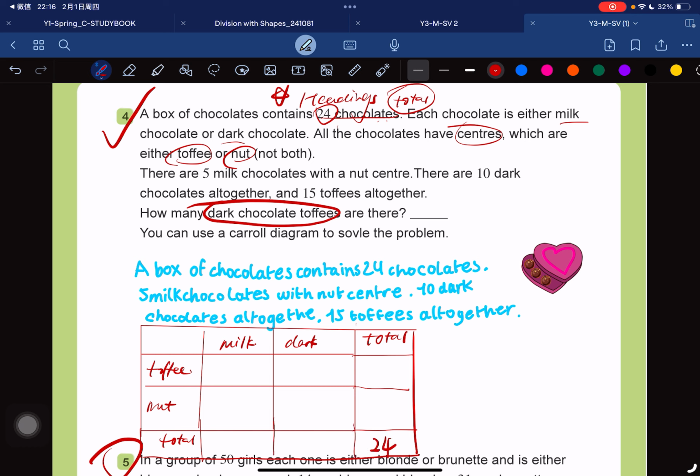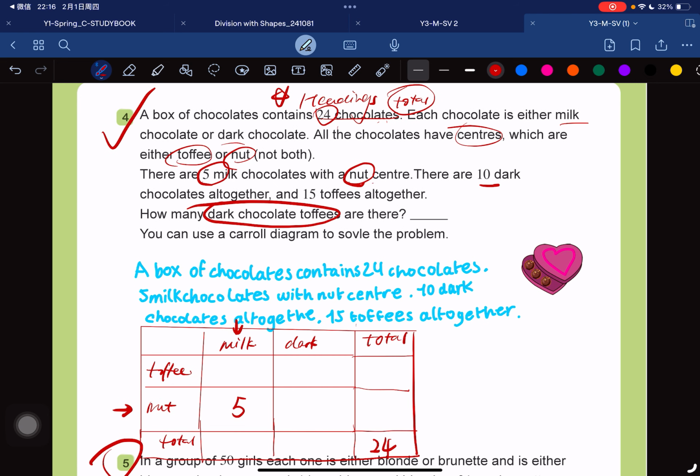24 is the total, we have 24 chocolates in the box, and 5 milk chocolates with nut center. So milk chocolates with nut center should be here. And then 10 dark chocolates altogether. So find dark first, and it tells us altogether, so that is just the total amount. Then 15 toffees altogether. So first of all, find toffee, and what do we have? Altogether. That just means the total, right? So put it in here.